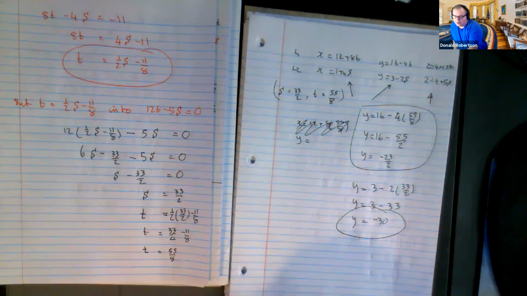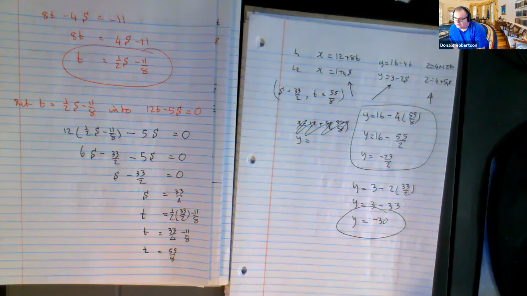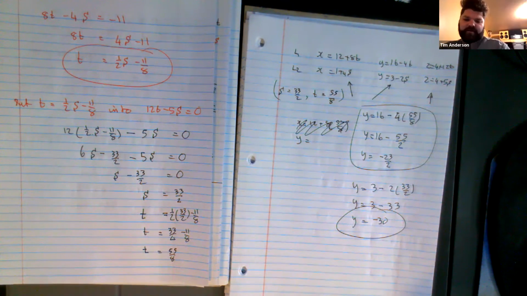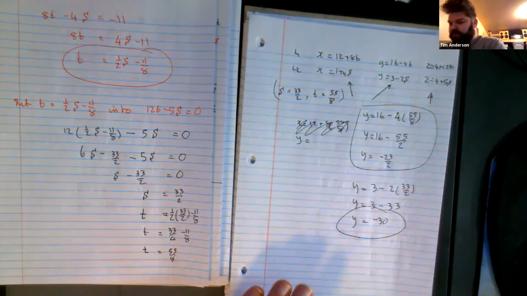Hey, let's stop. Would you agree that the Y coordinates don't match? And if they don't match, what situation do we have? They don't intersect. They don't intersect, so we are looking at skewed.